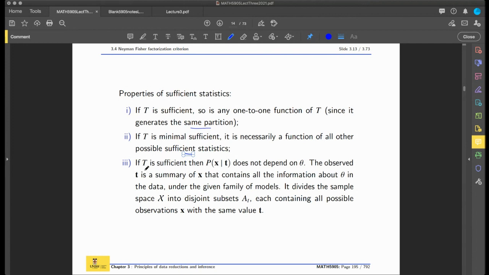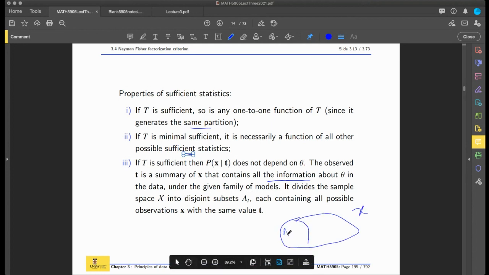The observed t is a summary of x, right? Because t is just a statistic, just a summary of the sample, but this summary contains all the available information about theta in its number, under the given family of models. It's also model dependent. And it divides the sample space script x into disjoint sets A_t, each containing all possible observations x with the same value of t, as we've discussed. I always do that plot, where we have x, and then we split it into different subsets. If they all are here, they all have the same sufficient statistic, the same value t of x, for all x in this set.